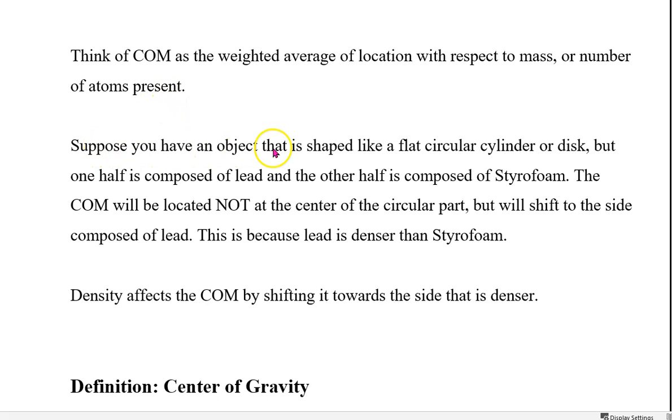Let's think about if you have an object that's shaped like a flat circular cylinder or some kind of disk, like what we used in the volumes of revolution. Let's suppose one half is composed of lead and the other half is composed of styrofoam. Well, then the center of mass will not be located at the center of the circular part. Instead, it will shift to the side composed of lead. That's because lead is much denser than styrofoam. Generally speaking, density affects the center of mass by shifting it towards the side that is denser, the side that has more atoms and molecules.